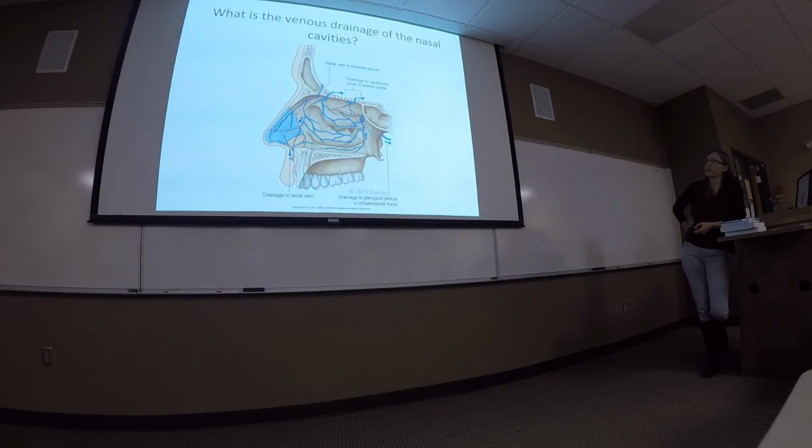Okay. We have a whole network of veins that are draining the nasal cavities. They drain to three different things: the cavernous sinus, though some people say that that's not always present, the pterygoid plexus, we talked about, and then the facial vein. So three regions, three major vessels draining the nasal cavities.